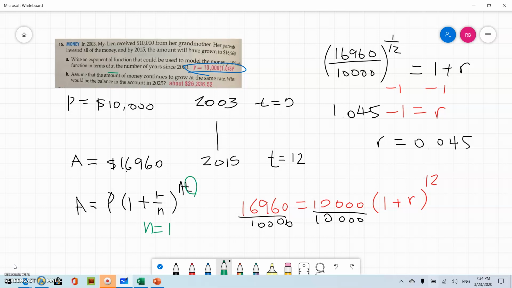It says what is the account in 2025. So that's now when the time is 10 more than 2015, right? So instead of x from the first equation, you plug in 22. Then you get about this number.